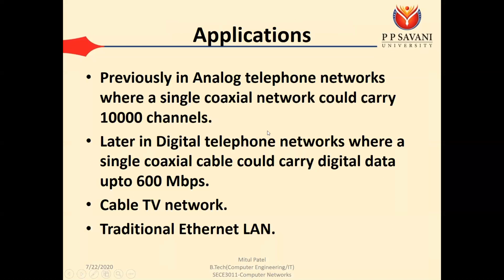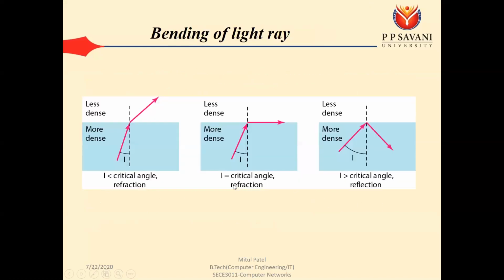Applications: previously it was used in analog telephone networks, where a single coaxial cable could carry 10,000 channels. It is majorly used for cable TV networks and traditional Ethernet LANs.